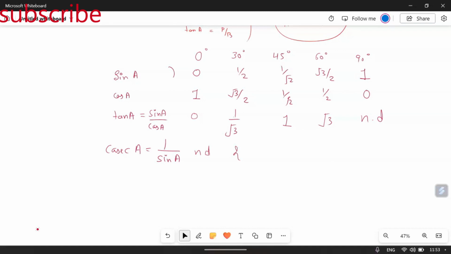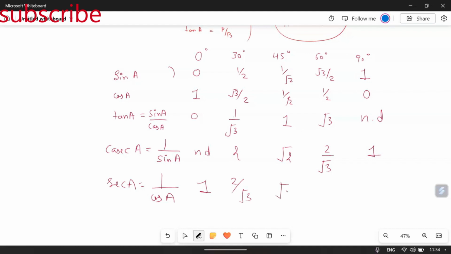Here it is root 2, 2 upon root 3, and 1 upon 1 is your 1. Now we are going to discuss sec A. Sec A is 1 upon cos A, so the value of cos A will be reciprocal. So 1 upon 1 is 1. Root 3 upon 2 becomes 2 upon root 3.